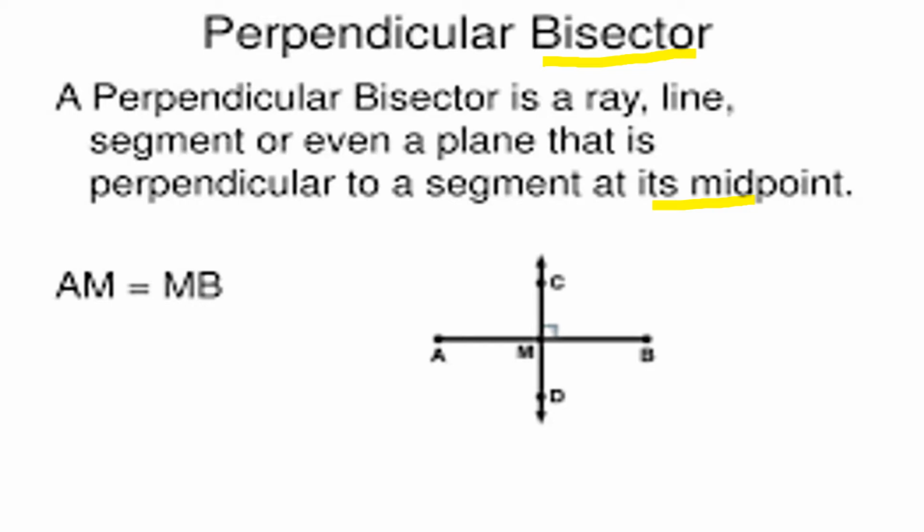Here is a line segment AB. The line segment CD is a perpendicular bisector to AB. Here it divides through the midpoint M. So AM and MB are equal parts. So a perpendicular bisector divides a line, line segment, plane, or any figure into equal parts through its midpoint. That is called the perpendicular bisector.